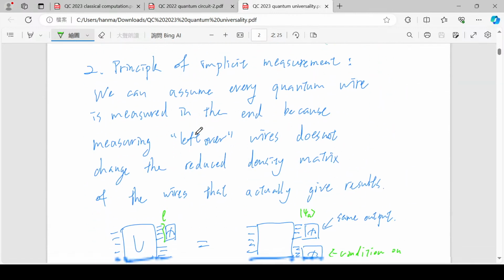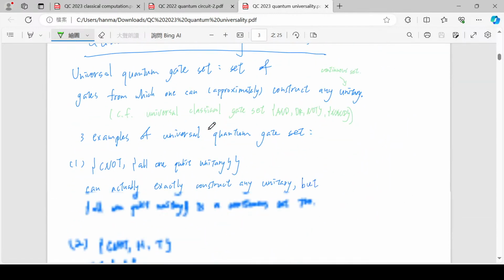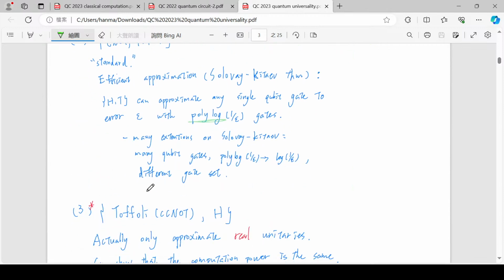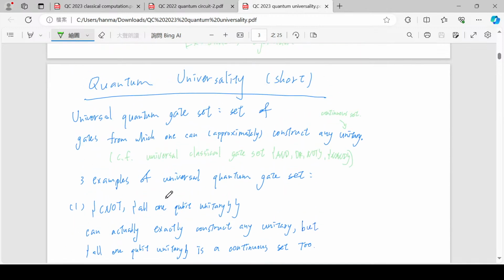Any question? Otherwise, okay. So now let's start to construct our universal quantum gate set. So what is a universal quantum gate set? It's a set of gates from which we can approximately, sometimes exactly, construct any unitary. Okay. So why do we need this approximation here? This is something we didn't have classically. Classically, when we have a universal gate set, then we can construct any circuit, we can get all the truth tables correct.